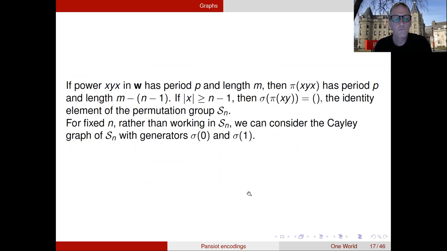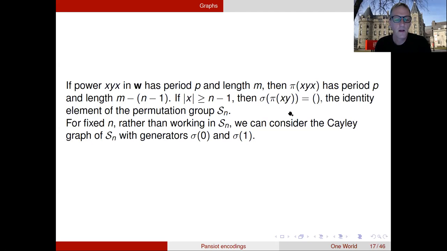Now, I've kind of let the cat out of the bag. So if a power xyx in W has period p, length m minus 1, then the Pansiot encoding has period p, and that piece of the Pansiot encoding has length m minus n minus 1, because for the Pansiot encoding, we always get the first n minus 1 letters given to us for free. And if the length of x is greater than or equal to n minus 1, then the piece of the Pansiot encoding maps to the identity.